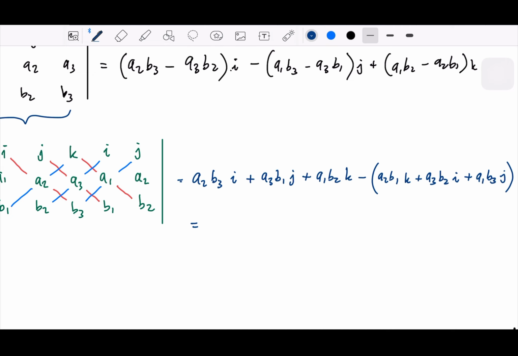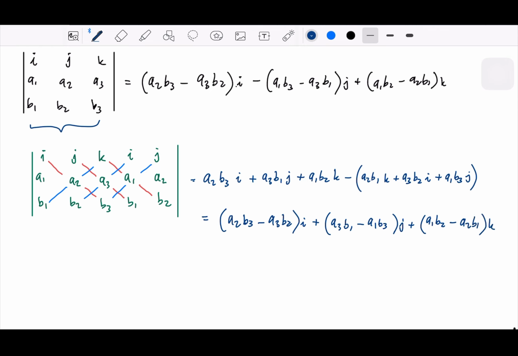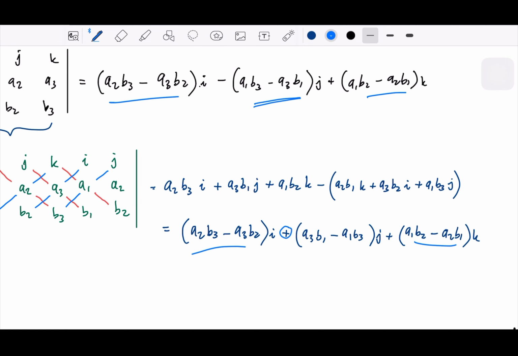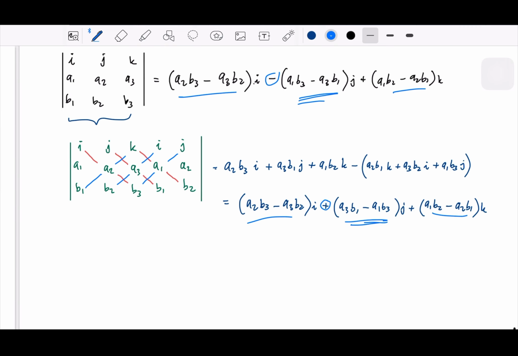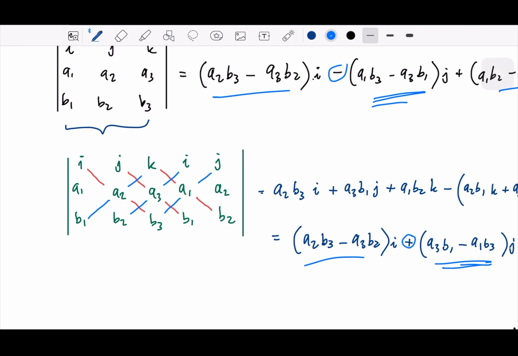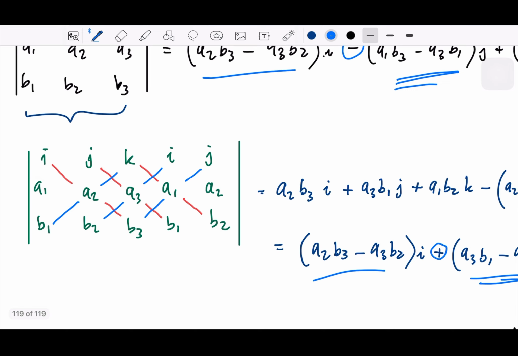And then try to look at, this will be A2B3 minus A3B2I. And then plus A3B1 minus A1B3J, and then plus A1B2 minus A2B1K. The same thing, right? Slightly different in the middle, but it's actually the same. This is just plus here, this is negative, but the result is the same. If you change the signs, it will be the same. Usually I do this for the cross product. It's up to you. You can just take the original one like this, or take my steps.